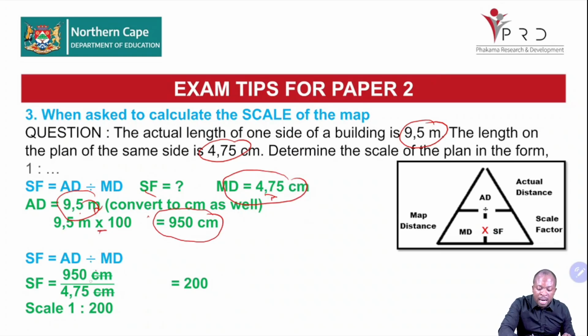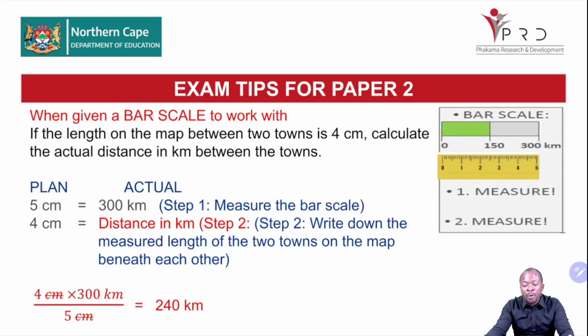So when we divide, because we are looking for SF, we cover it. It's going to be AD divided by MD. What's my AD? 950. What is my MD? 4.75. We are going to get 200. But 200 is not yet a scale. You must write it as 1:200. So once you use this approach, you are going to get the scale factor. Then you take it from there and write the scale. That's how you answer the questions.